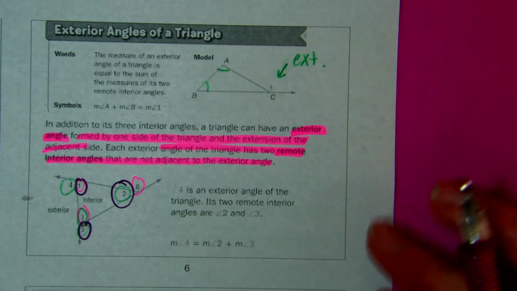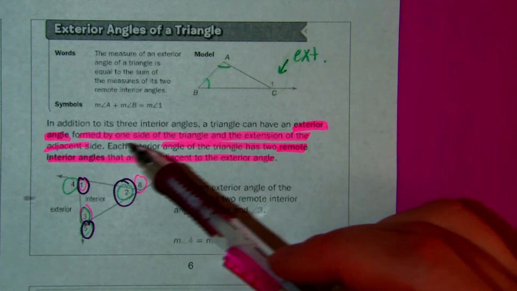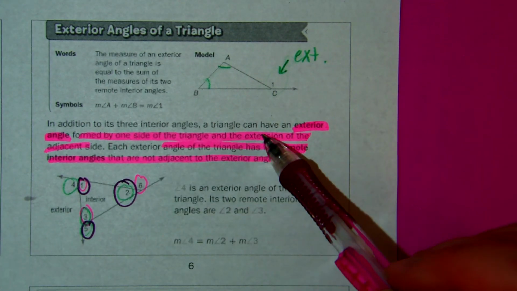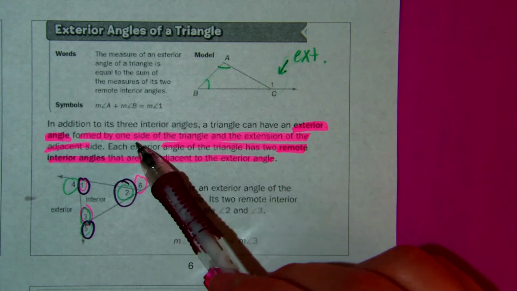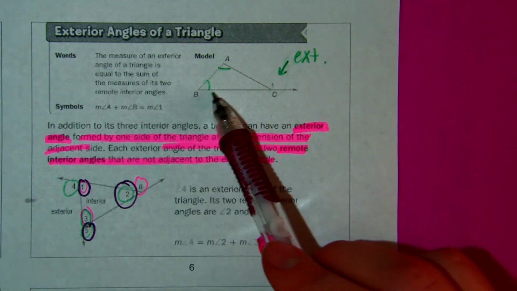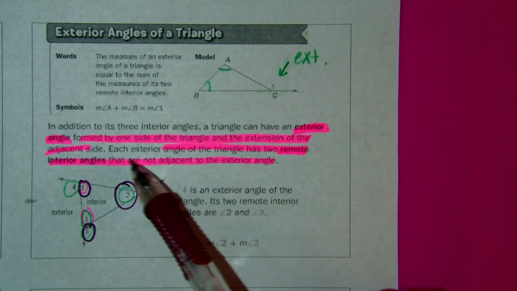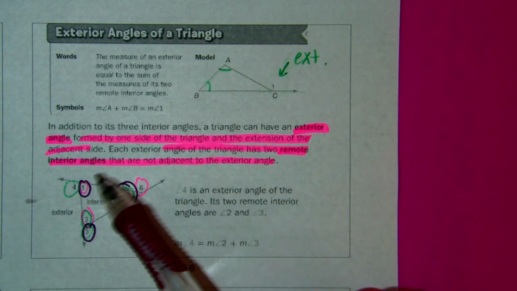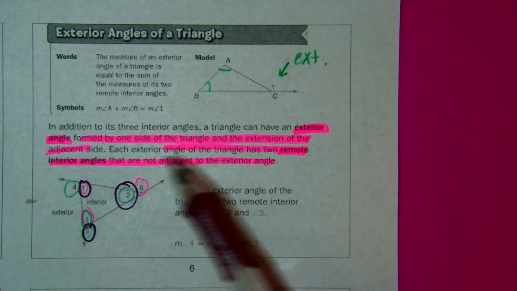which means not the one that's next to it, but the other two that are not adjacent to the exterior angle. In addition to its three interior angles, a triangle can have an exterior angle formed by one side of the triangle and the extension of an adjacent side. So this is the extension of the adjacent side. Each exterior angle of the triangle has two remote interior angles that are not adjacent to the exterior angle.